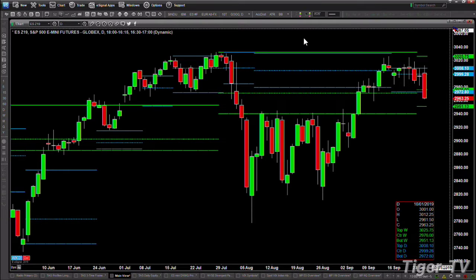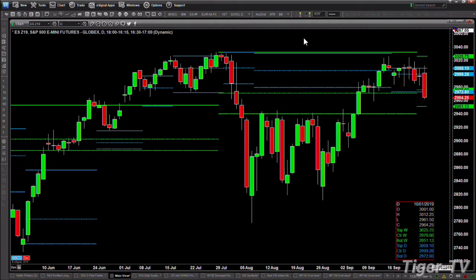If we begin by taking a look at the ES Mini, we're going to do that, folks, instead of looking at the S&P 500, and the reason is we're trying to identify any potential support levels. We're looking at the December contract, daily time frame, for the ES Mini. You're going to see two sets of colored horizontal lines on my chart. Those are the TAS profiles.